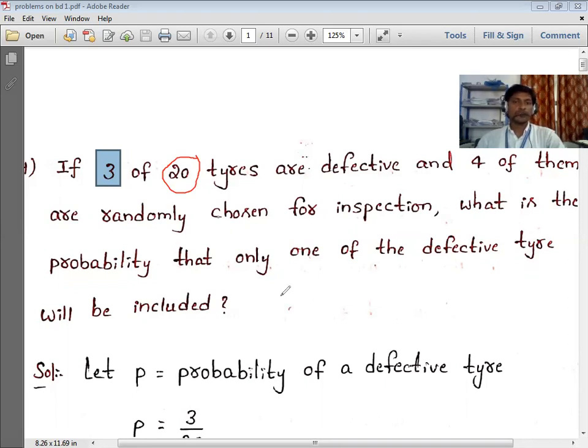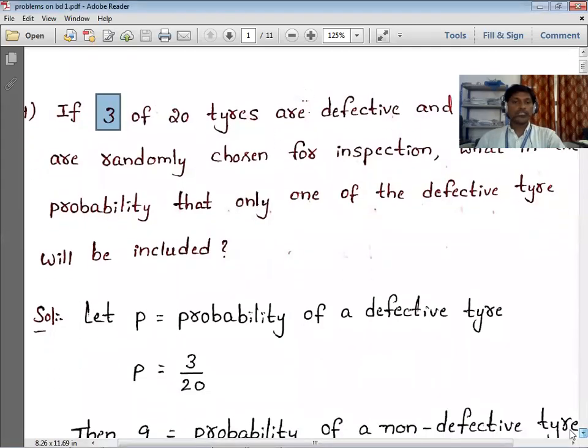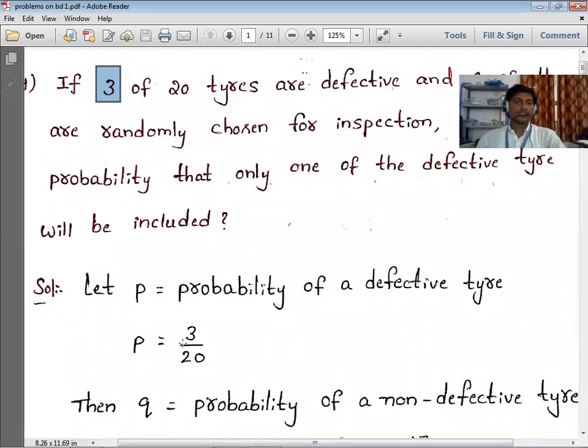Okay. So for applying binomial distribution, what are the parameters we require? N and P we require. By knowing the value of P, we can get the value of Q. Okay. So here it is, first one. P is equal to the probability of a defective tire. Okay. So then P is equal to 3 by 20. So this they already gave in the problem.